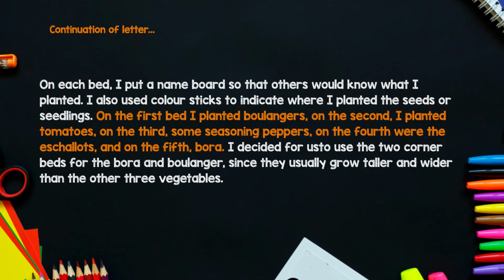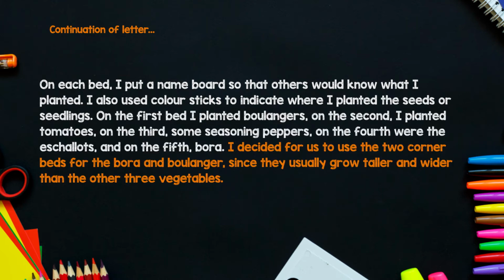On the first bed, I planted balange. On the second, I planted tomatoes. On the third, seasoning pepper. The fourth, shallots. And the fifth, bora. I decided to use the 2 corner beds for the bora and the balange, since they usually grow taller and wider than the other 3 vegetables.